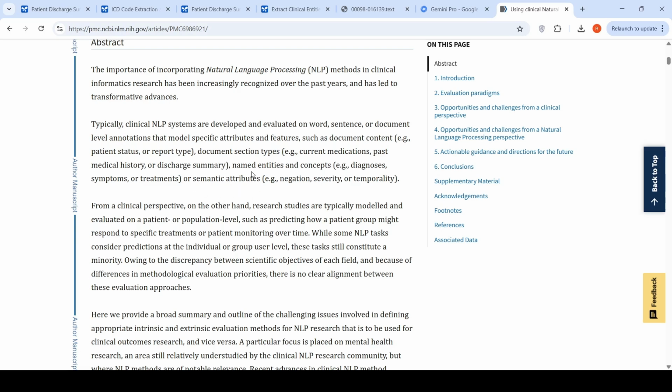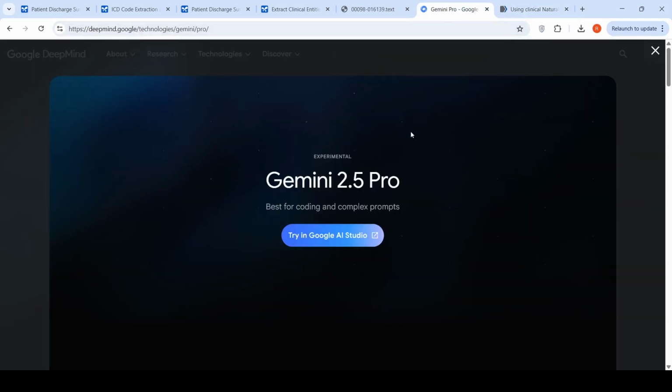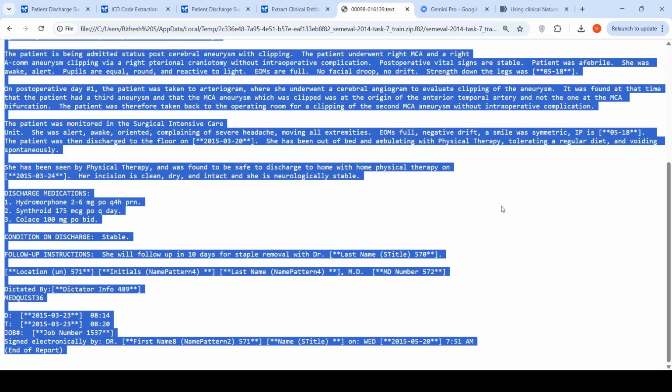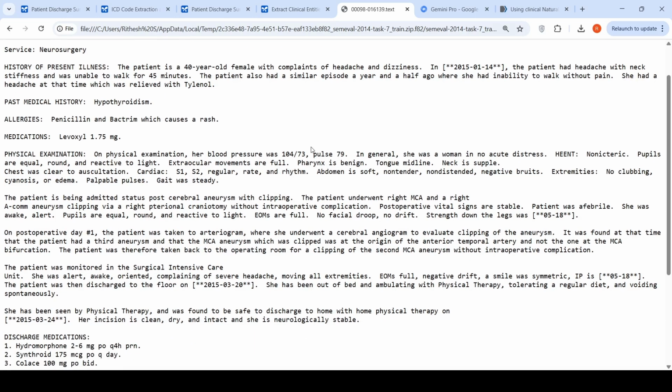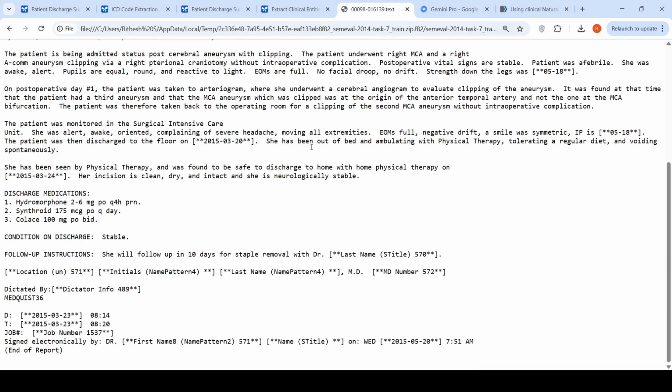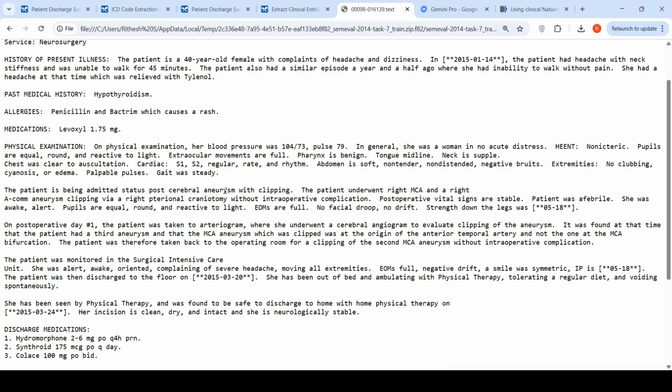So I actually wanted to do this with Gemini 2.5 Pro to see how much LLMs have advanced in the space of clinical NLP. So what I'm going to do is take this particular clinical discharge summary. This is a female patient who was admitted for neurosurgery. The patient complains of headaches and dizziness. There was a cerebral aneurysm and a particular surgery was done, and the patient was discharged and given some medications. Okay. So this is the clinical note on which I want to perform certain tasks.